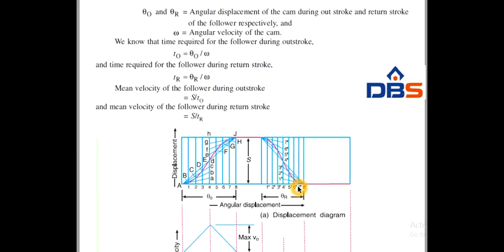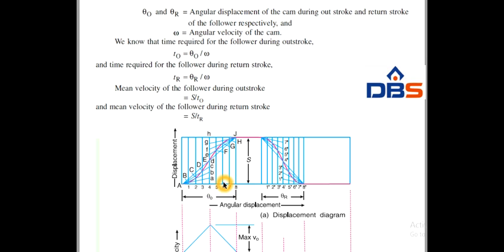This is the angular displacement. θo is the angular displacement in the outward stroke and θr is the angular displacement of the follower during the return stroke. Here we have divided the outward stroke into 8 points, and the same number in the return stroke also. Divide these two into 8 equal parts.